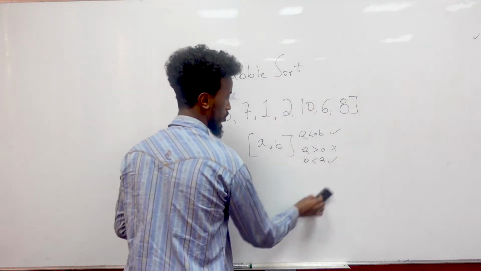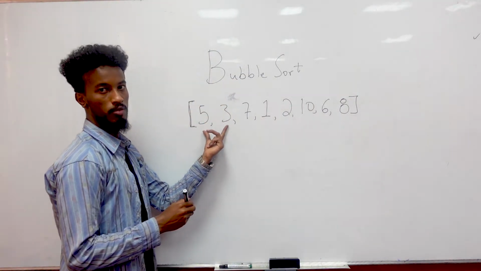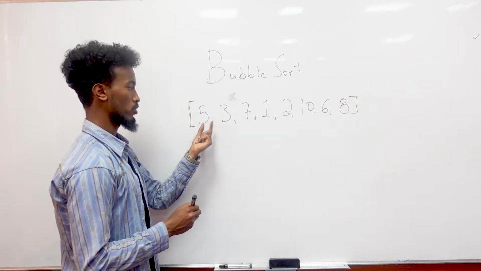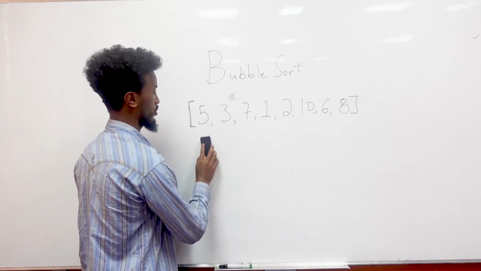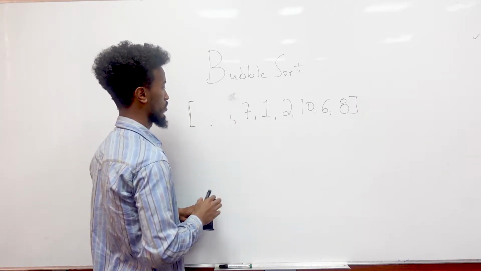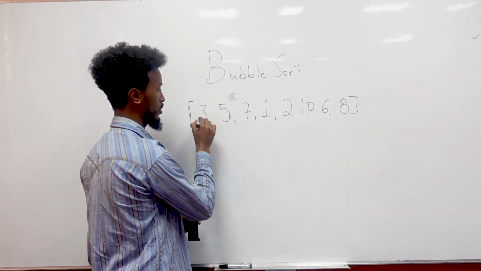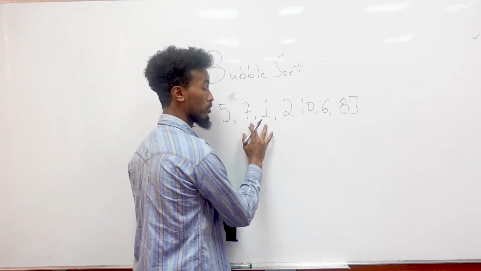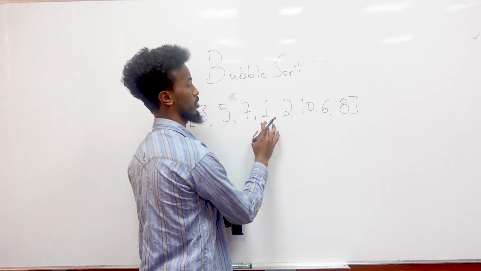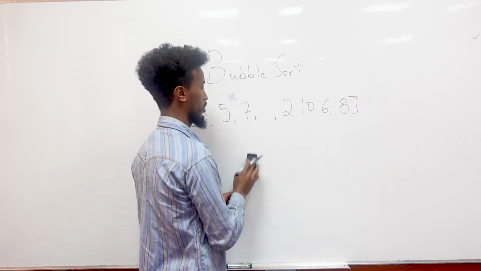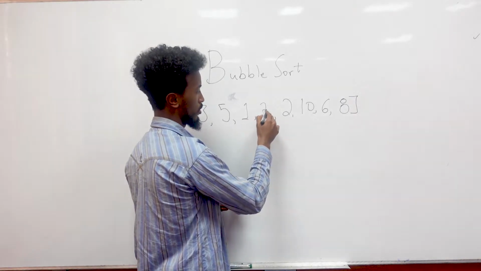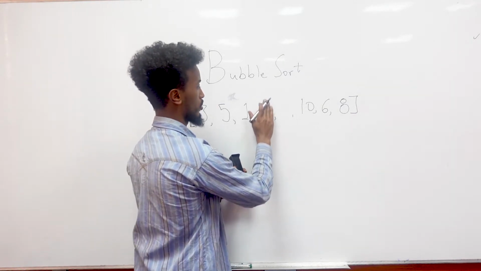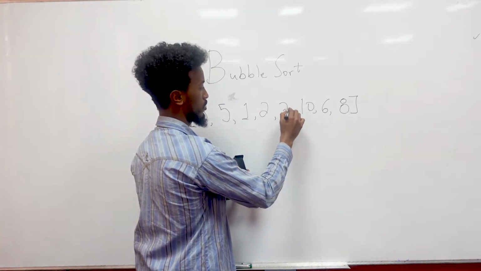So we'll use this approach for the given array. First it checks 5 and 3, the first two elements. They are not in their correct position because this one is greater, so it will swap them. This becomes 5, this becomes 3. Now this part is okay because this is less than or equal to this one. It will move to this position. 7 less than or equal to 1, false. We'll swap them. Now 2 and 7, they are not okay. We swap the values. 2 here, 7 here.